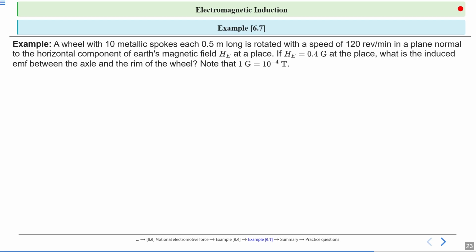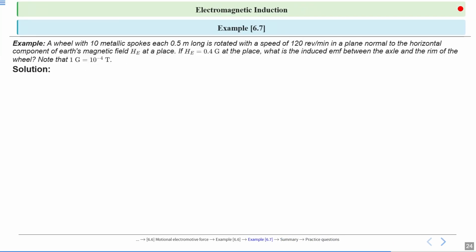EMF is also a potential difference, a type of voltage. Okay, so EMF induced across all the spokes is same. So EMF induced between the axial and the wheel will be same as EMF across one spoke. Got it? So let's see the solution.